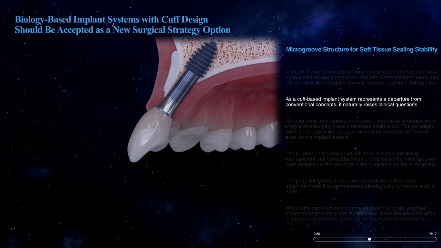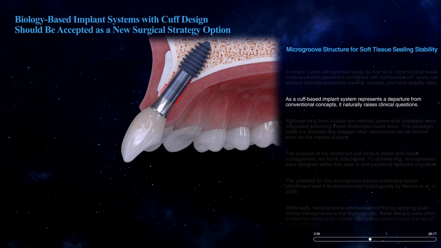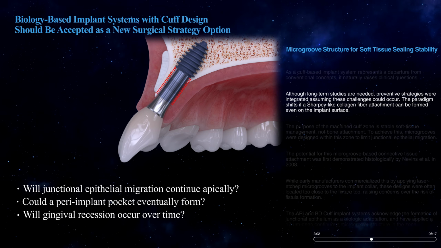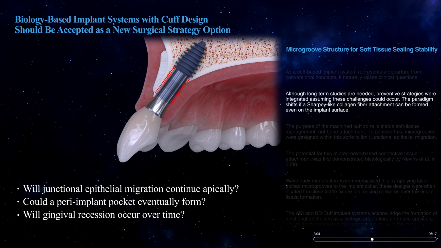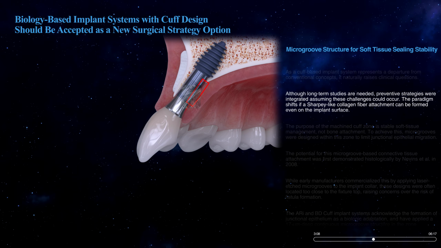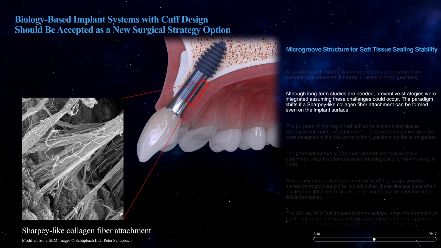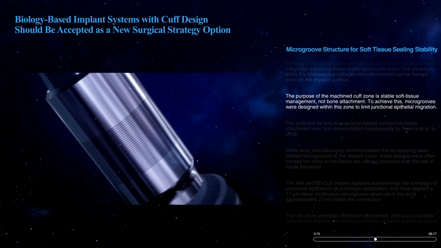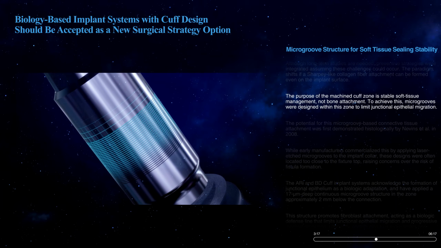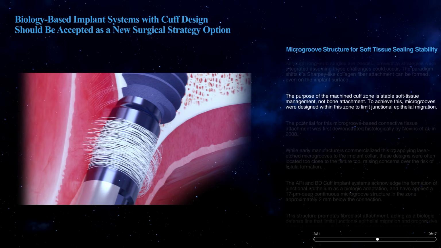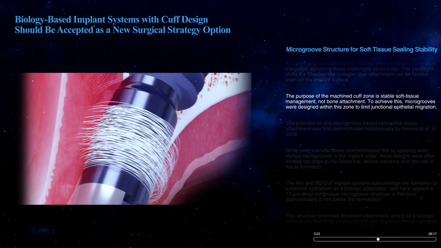As a cuff-based implant system represents a departure from conventional concepts, it naturally raises clinical questions. Although long-term studies are needed, preventive strategies were integrated, assuming these challenges could occur. The paradigm shifts if a Sharpey-like collagen fiber attachment can be formed even on the implant surface. The purpose of the machined cuff zone is stable soft tissue management, not bone attachment. To achieve this, microgrooves were designed within this zone to limit junctional epithelial migration.